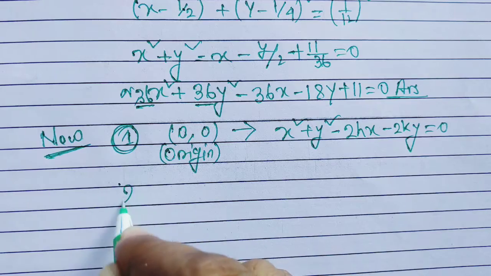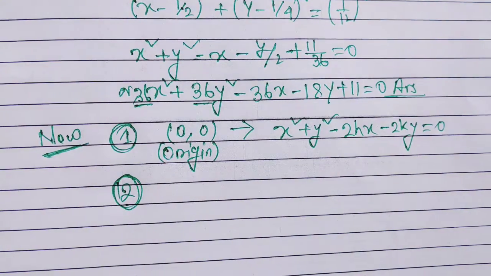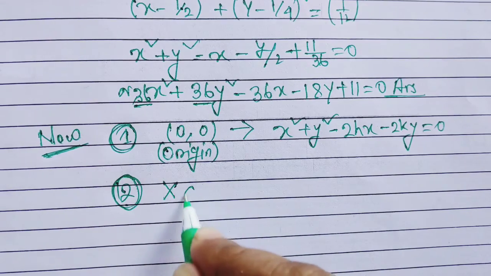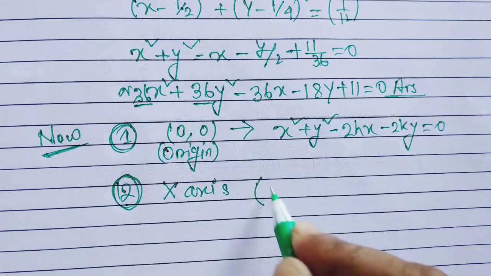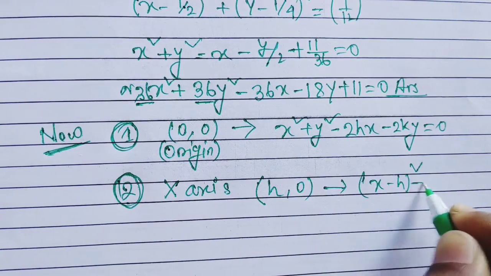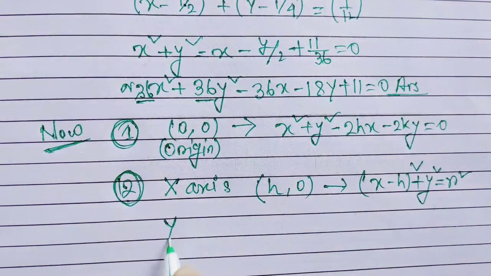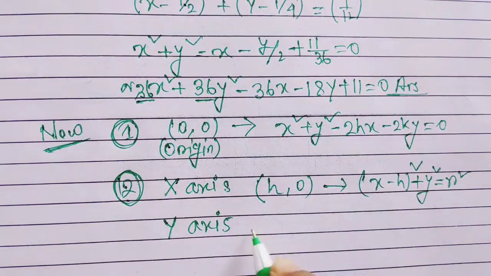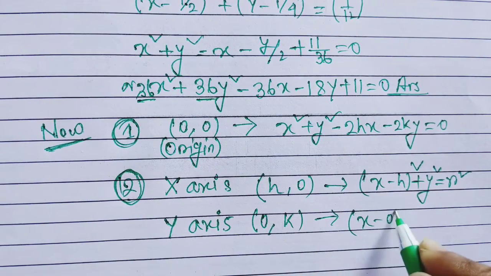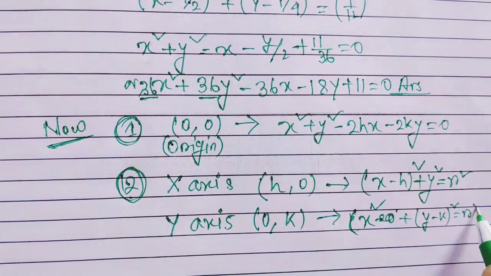Next, case number 2: when the center lies on the x-axis or y-axis. If the center lies on the x-axis, then the point will be (h, 0). Then the equation will be (x minus h) whole square plus y square equal to r square. And if the center is on the y-axis, then it will be (0, k). Then the equation will be x square plus (y minus k) whole square equal to r square.